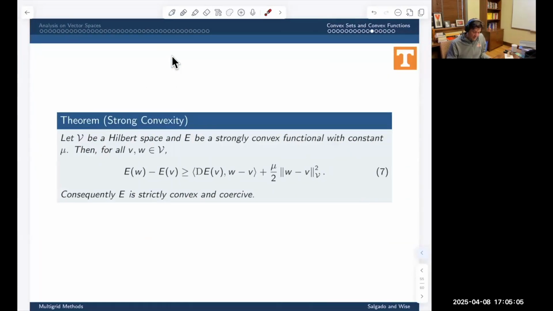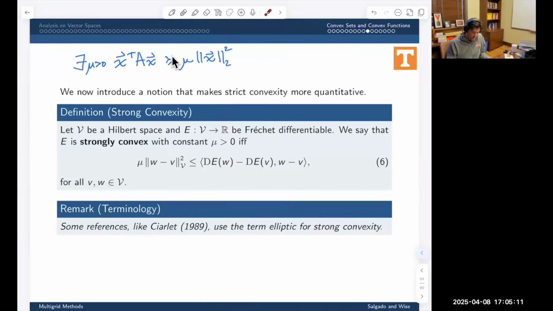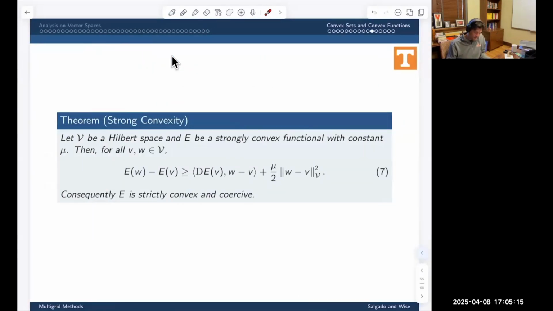And so we want to prove this. Actually, it's not exactly the same, right? This is mu over 2, and this is mu without the division by 2. So how can we show this? All right, so is it if and only if? I think it's just, no, it's just one direction. So if it's strongly convex, then that implies that.